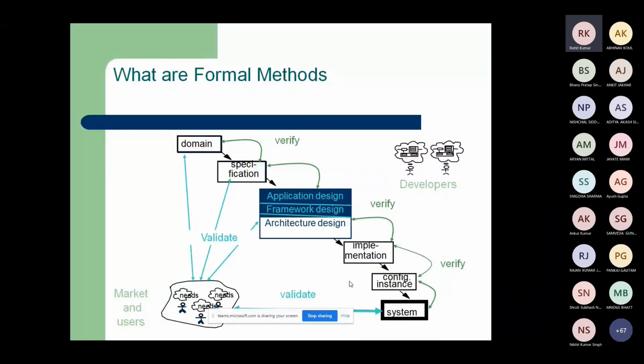But whatsoever end product is going to be there, that system is going to be validated, or in any stage, design or implementation, or specification or domain can be validated with the end user, whose needs actually are supposed to be modeled as well as implemented by the software development life cycles. So market and users are actually going to be the real deciders for the validation of the software, whether the software is valid or not.